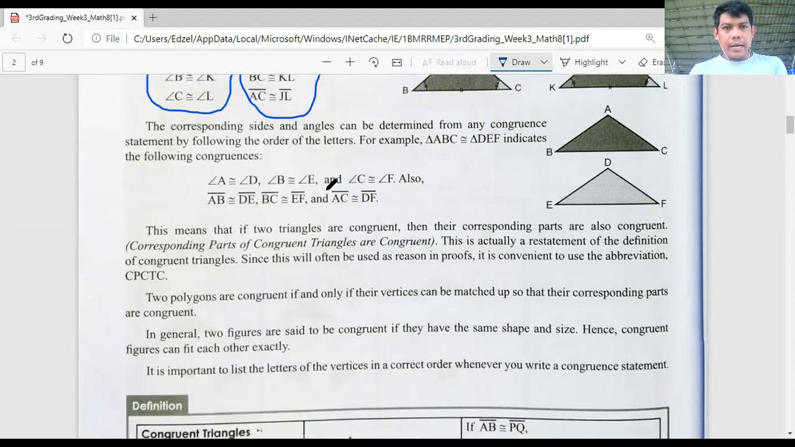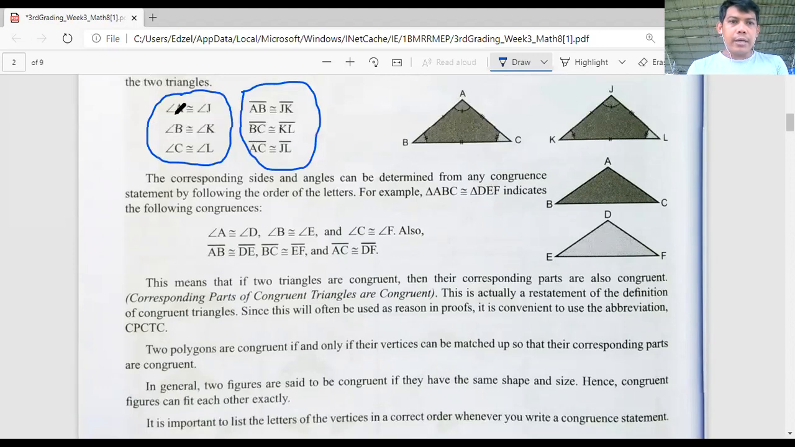Corresponding angles: since they are triangles with three angles, there are three pairs of corresponding angles. Since they have three sides, we expect three pairs of corresponding sides. So three each, guys, three each.